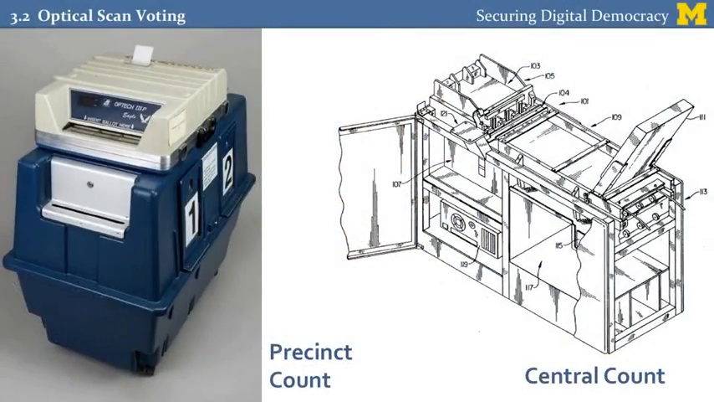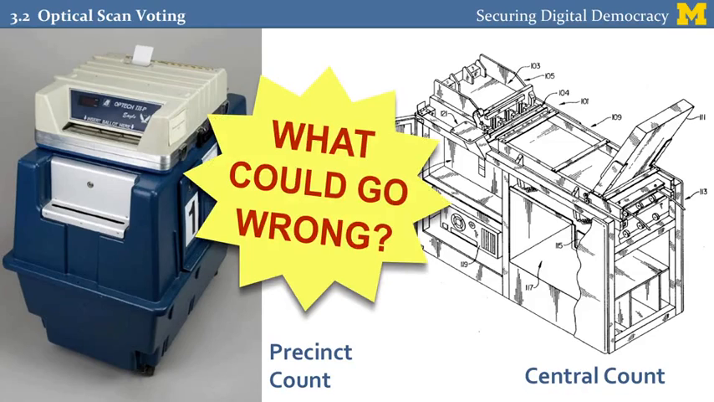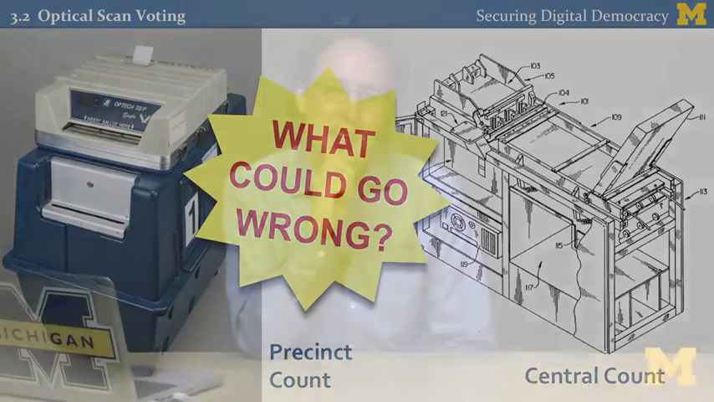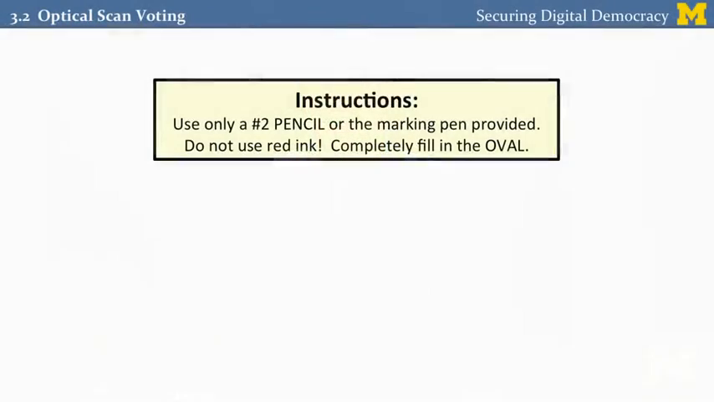So now you have some sense of how optical scan balloting works. I'd like you to take a minute and think about what could go wrong. There's a lot that can go wrong with optical scan voting, just like the other kinds of voting we've discussed. One of the more prominent issues has to do with the way people interact with optical scan ballots.